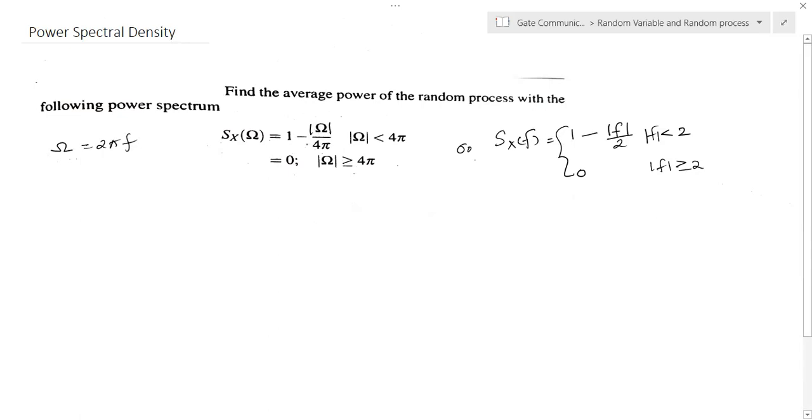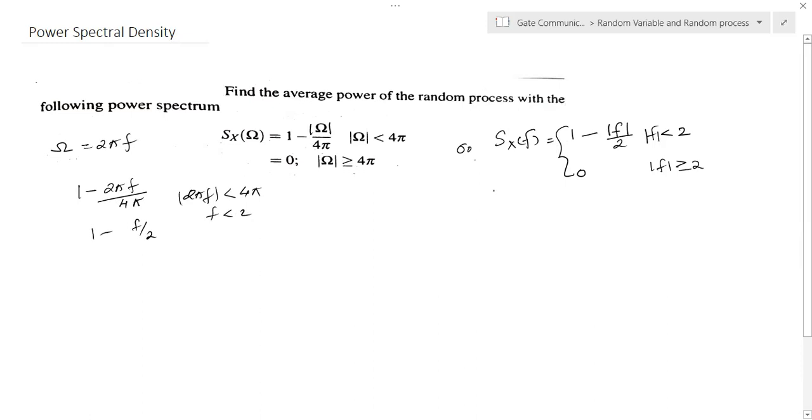If you substitute here, it becomes 1 minus 2 pi f by 4 pi. You can simplify this, it becomes f by 2, and similarly 2 pi f less than 4 pi, if you substitute, you will get f less than 2. Here it is 1 minus f by 2. So I will use the second equation because in most cases we will use it in terms of f.